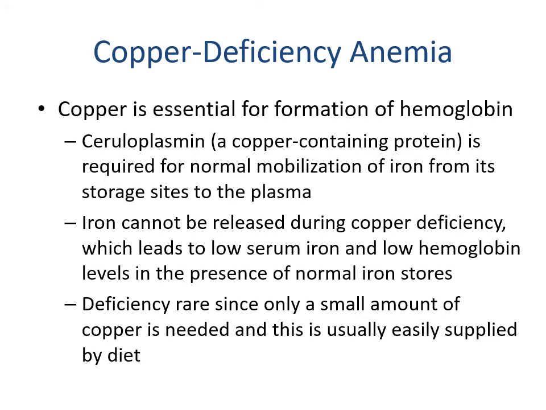We also have copper-deficiency anemia, and so copper is essential for the formation of hemoglobin. So ceruloplasmin, which is a copper-containing protein, is required for normal mobilization of iron from its storage sites to the plasma. And iron cannot be released during copper deficiency, which leads to low serum iron and low hemoglobin levels in the presence of normal iron stores. Now, the deficiency of copper is rare since only a small amount of copper is needed, and this is easily supplied by the diet.